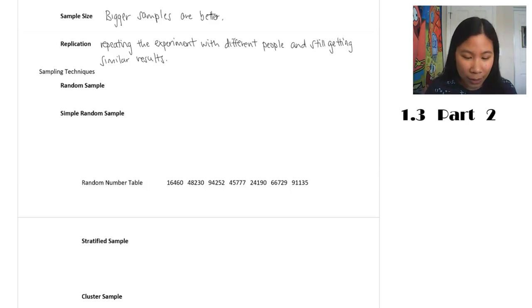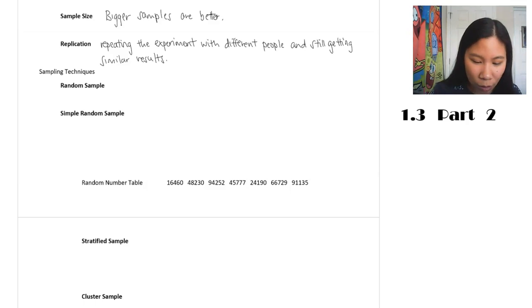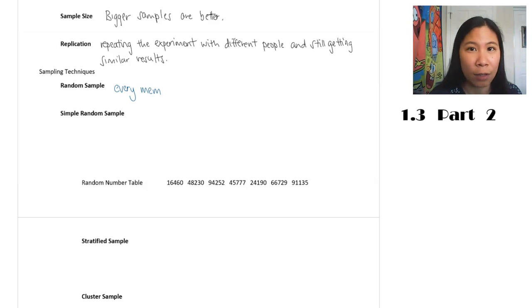The first technique is just a random sample, which is what we want, because if we have a random sample, then, kind of like that random assignment, we can eliminate any confounding variables. That's the goal. So a random sample just describes a sample where every member of the population has an equal chance of being picked to be in the sample.